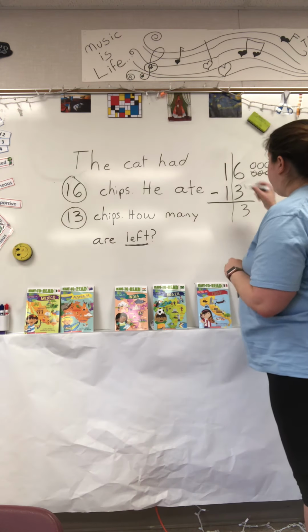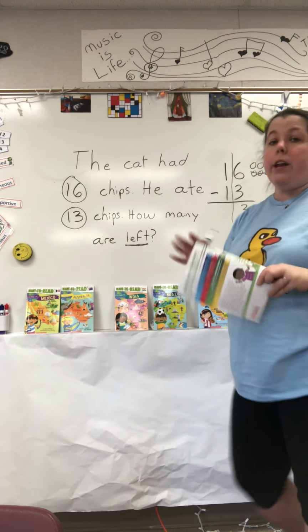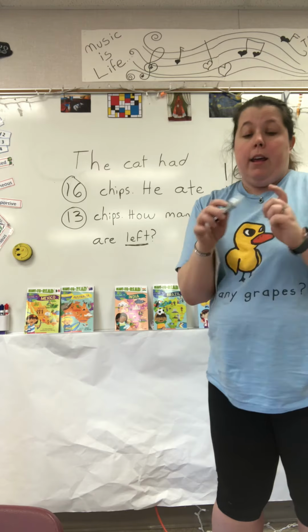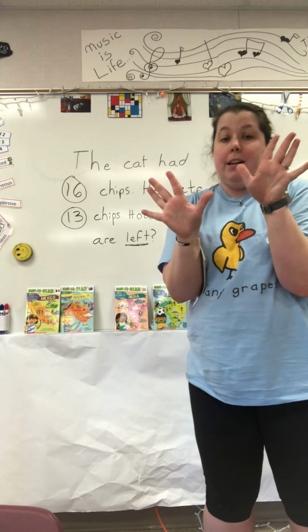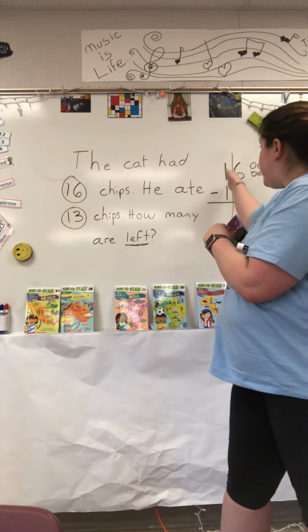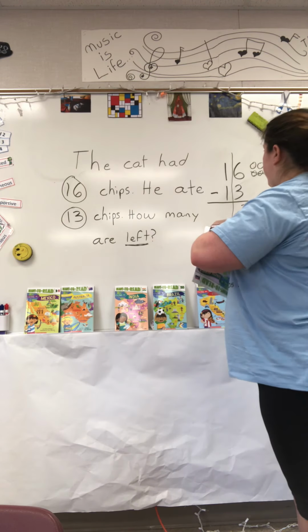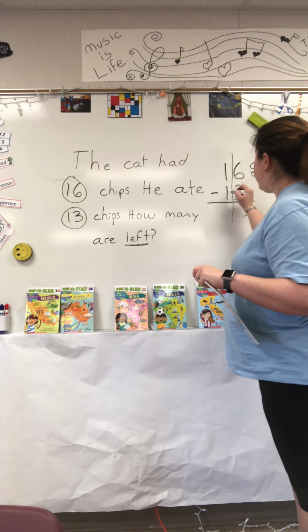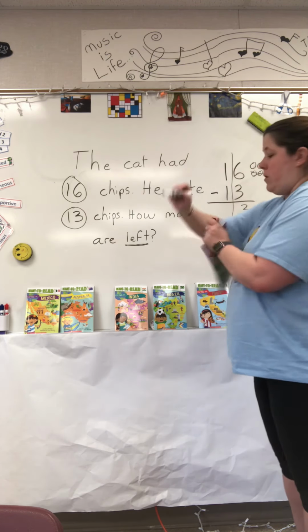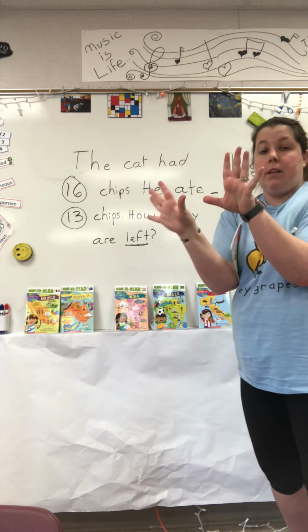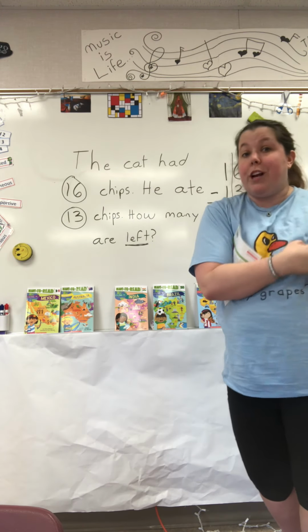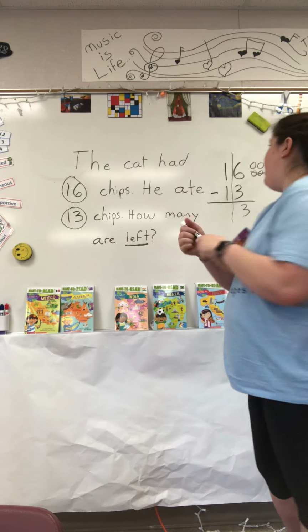On the second column, I have a 1, which we know is not really a 1. We know that it equals 10. So this is the tens column. So if we see 10 minus 10, so if you have 10 fingers, you take them all away, what are you left with? 0.